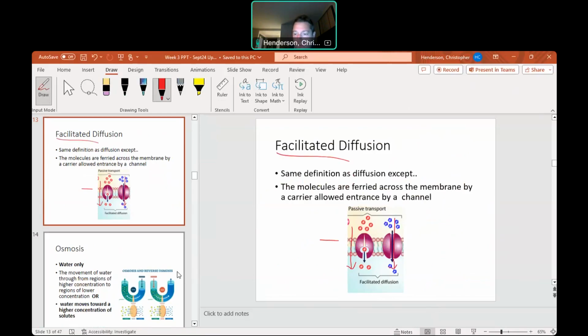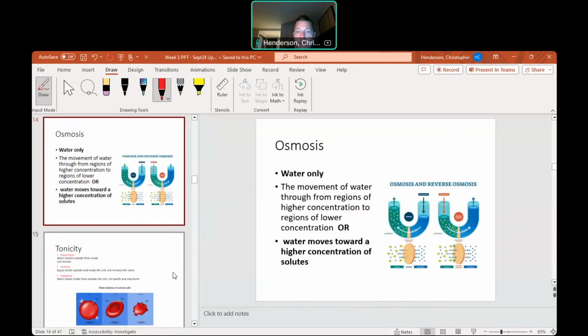Okay, now quickly with osmosis. The definition of osmosis that the book and others use is that water moves from regions of higher concentration to lower concentration. I don't like that definition at all, because when you think of concentration, water is usually considered the solvent, and things are dissolving in the solvent, the solutes. So you're usually thinking about the concentration of a solute.